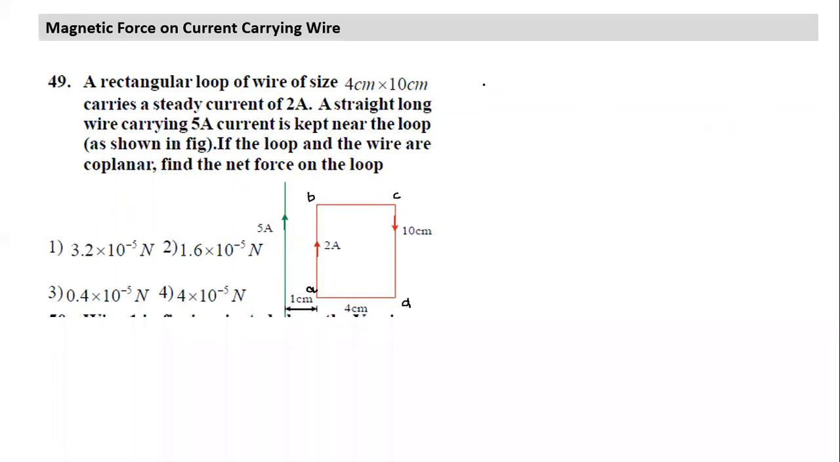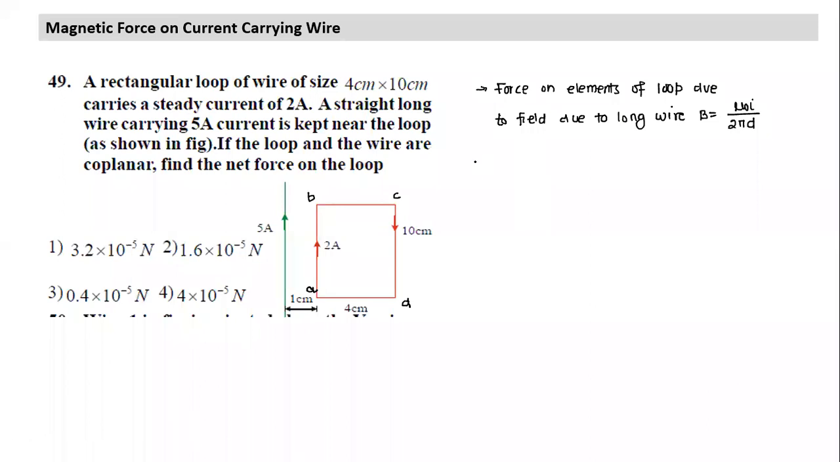So first of all, what I have understood: force on the loop, force on the elements of the loop, every part of the loop is due to what? Due to the field created by the long wire. That's the first part I understood. So field due to the long wire, since the wire is long, I know the formula for field is simple. This is equal to mu naught into I divided by 2 pi into the varying distance.